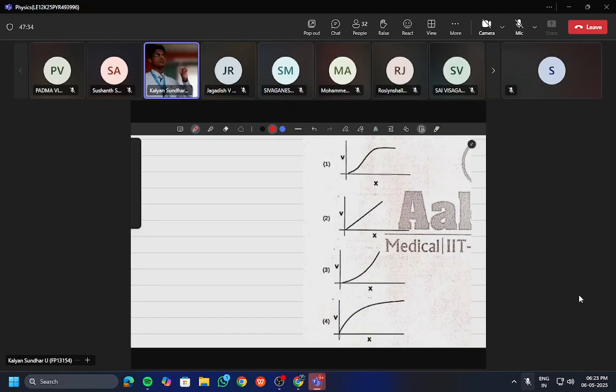Acceleration is only due to the electric field. No other forces have been there. So the only force is the one due to the electric field.